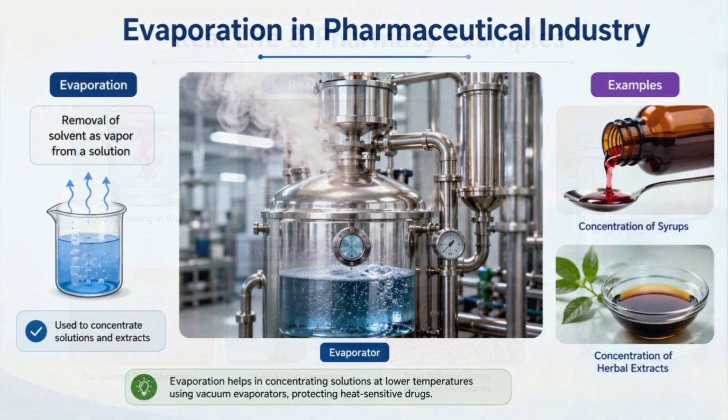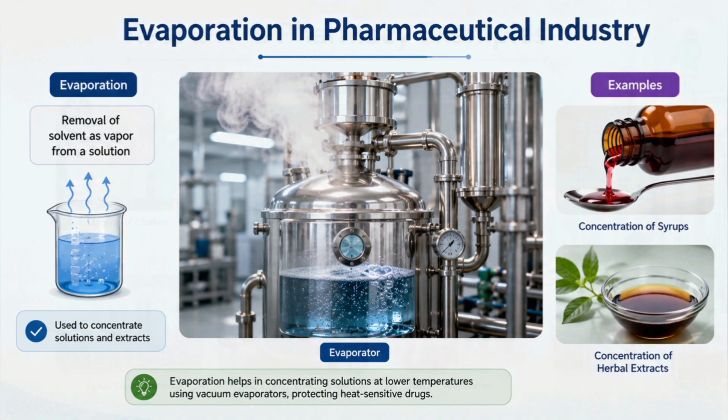Okay, and next one is evaporation in the pharmaceutical industry. Evaporation is another important mass transfer operation. It involves removal of the solvent as a vapor from a solution. In pharmacy, evaporation is mainly used to concentrate syrups, herbal extracts, and pharmaceutical solutions. For example, during preparation of a cough syrup, the excess water may be removed to obtain the proper concentration. Similarly, herbal extracts are concentrated using evaporators.